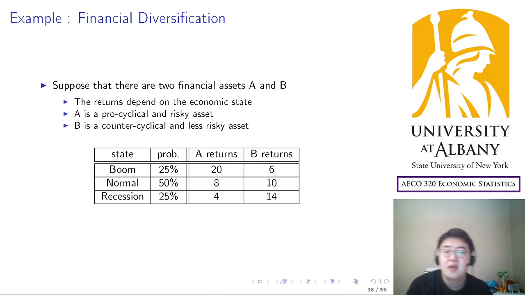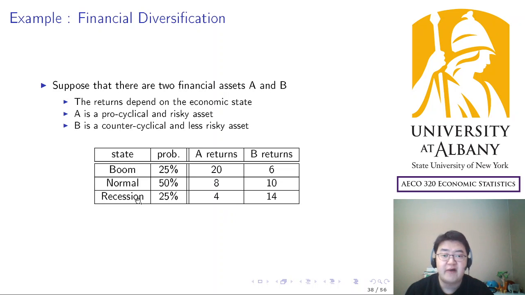The ups and downs differ a lot. On the other hand, B is clearly different. First, B is countercyclical, which means when the market is going up, B goes down, and if the market goes down, then B goes up. In reality, such an asset would not exist, or if it existed, it would be super expensive because it's rare. And I'll assume that B is less risky, so the up and down is not that different.